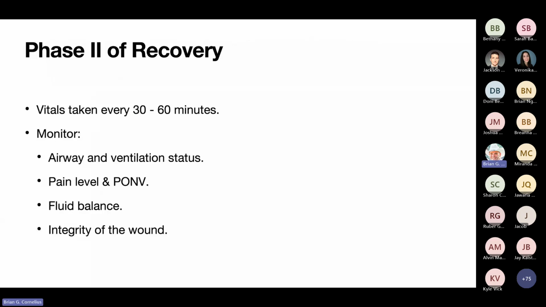So phase two, they take vital signs every 30 to 60 minutes. The general standard is that you have to stay in each phase for at least 30 minutes. But like I said, if you bypass phase one, you may just stay in phase two for 30 minutes. But a lot of times they're going to wind up being there an hour. It also depends on the patient.